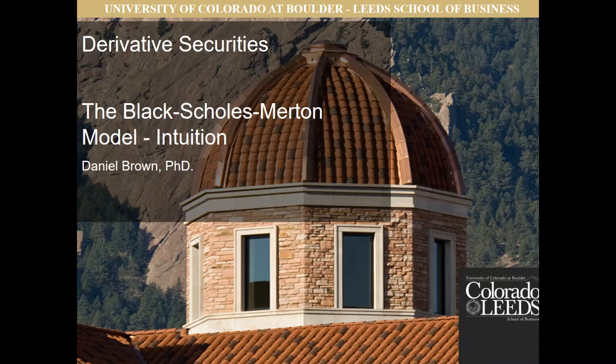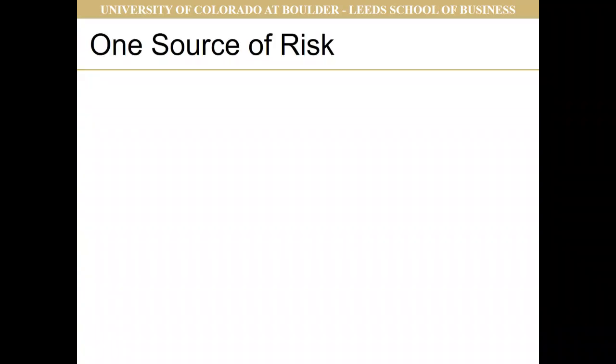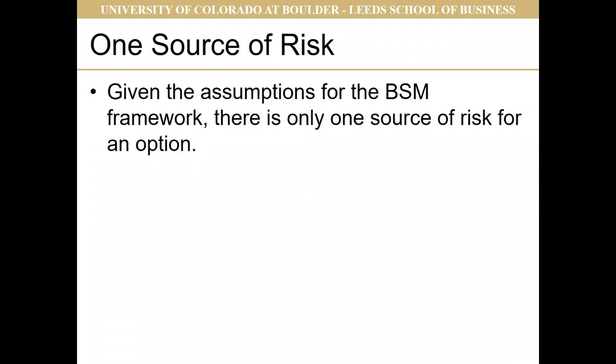In this video, I want to talk a little bit about the intuition behind the Black-Scholes-Merton model. So the key insight is that under these assumptions, there's one source of risk, and the source of risk is the underlying asset. So we have assumed interest rates are constant, volatility is constant, everything is constant. The only thing that we don't know is what the stock or the asset is going to be in the future.